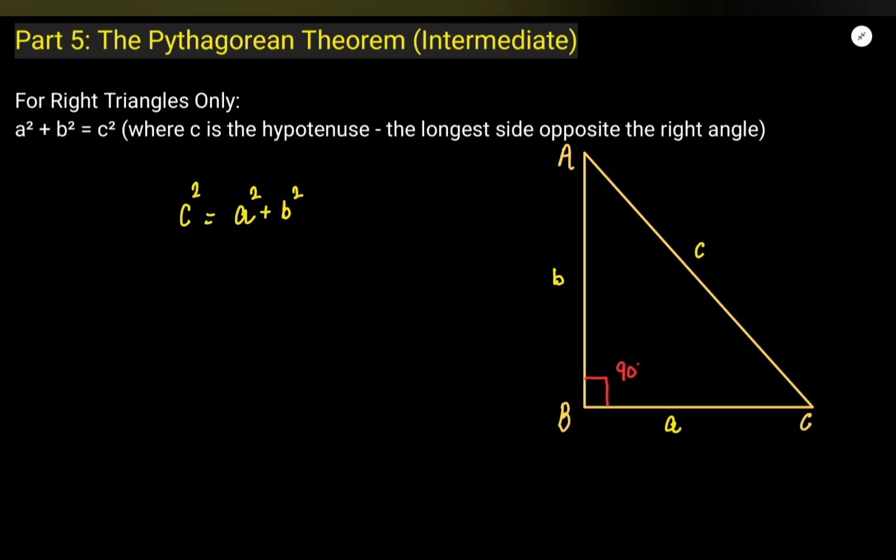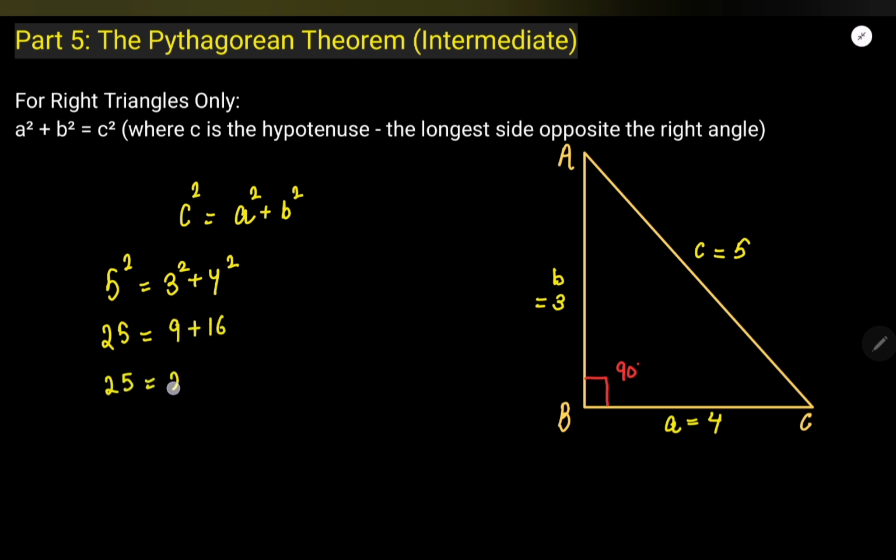So suppose I give you a triplet. I say that C is equal to 5, A is equal to 4, and B is equal to 3. Then you can verify. You didn't know whether it will make a right angle triangle or not, so you will check: is 5 square equal to 3 square plus 4 square? We know 5 square is 25, 3 square is 9, and 4 square is 16. That means 25 is equal to 25. So yes, this is a right angle triangle.